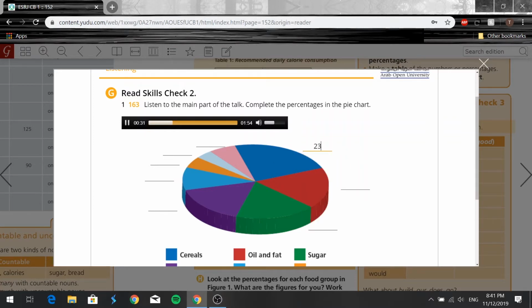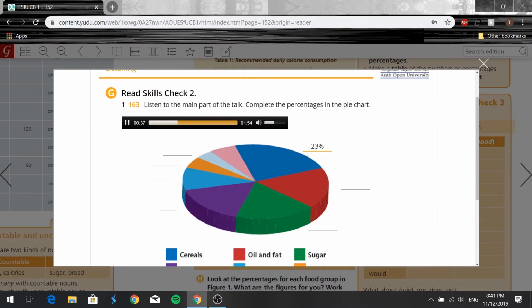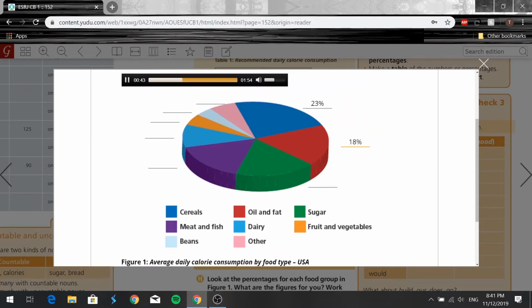Next, we have vegetable oil and animal fat. In the USA, people get 18% of their calories from oil and fat. Of course, oil and fat are very high in calories. Sugar is the same amount, 18%. We put sugar in tea and coffee, of course. There is also lots of sugar in soft drinks like Coca-Cola. Obviously, there is sugar in cakes and cookies. But there is sugar in most food from the supermarket too.